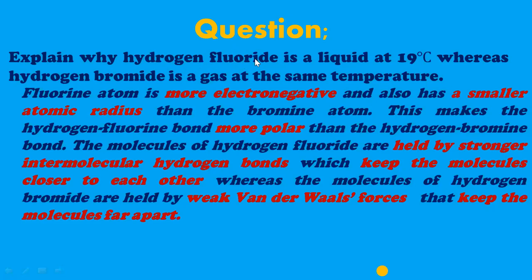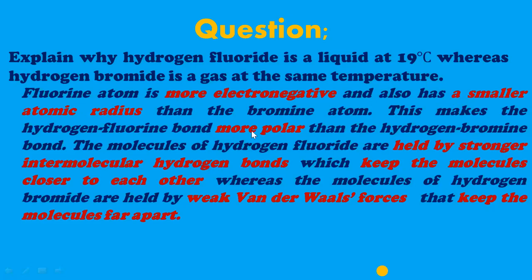So we say the fluorine atom in hydrogen fluoride is more electronegative and has a smaller atomic radius than the bromine atom in hydrogen bromide. And so what? That makes the hydrogen fluorine bond more polar. When an atom is more electronegative than another atom, and the two atoms are bonded to the same other atom, then the bond in which you have a more electronegative atom is more polar. So the hydrogen fluorine bond is more polar than the hydrogen bromine bond.